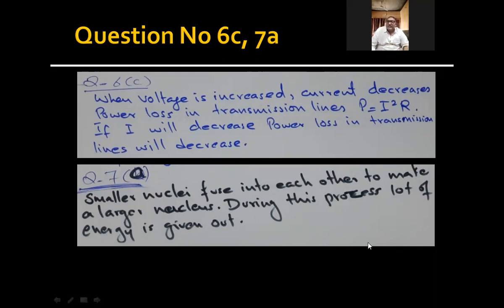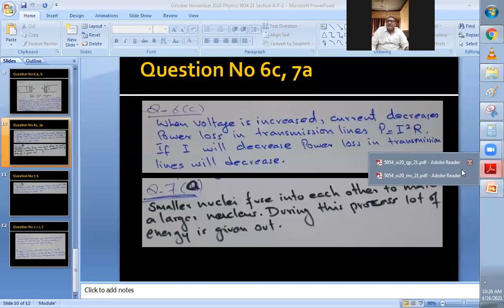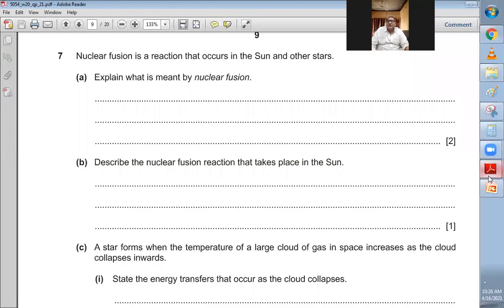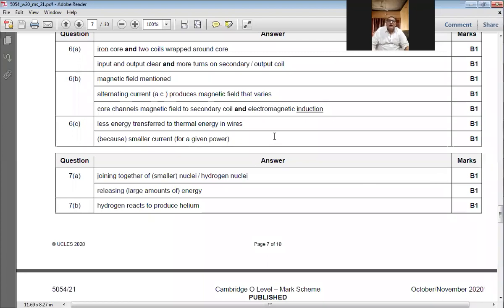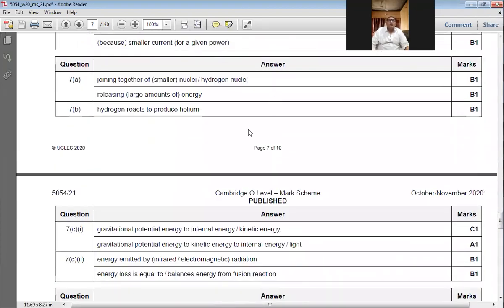So let's check the marking scheme as well. The marking scheme says, joining together of smaller nuclei, for example, you can say hydrogen nuclei, releasing a large amount of energy. So this is how the 2 marks are distributed.